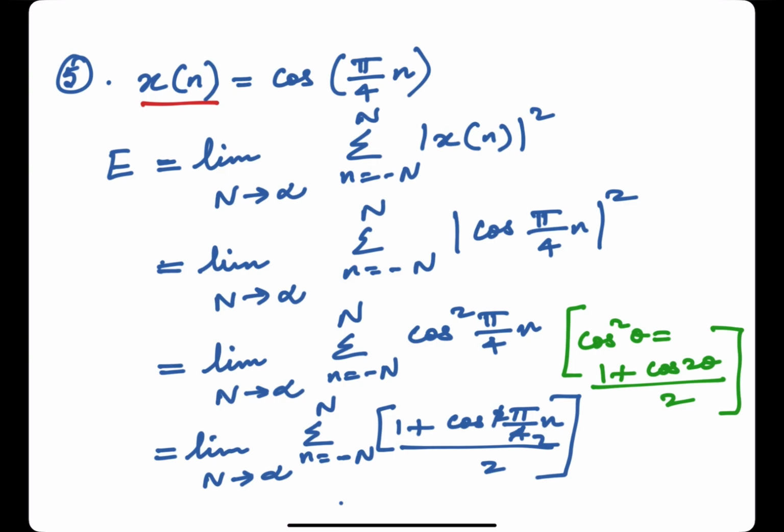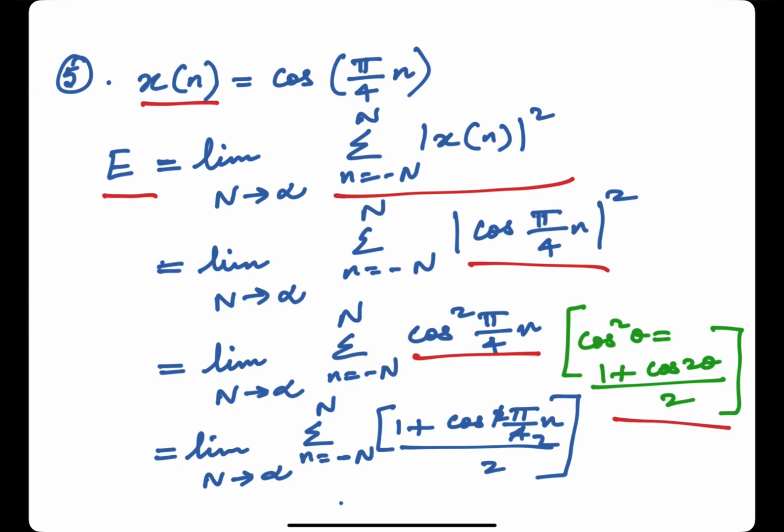So let's look at another example, that is x of n is equivalent to cos pi by 4n. Here we need to find out whether it is an energy signal or power signal. If we substitute in the energy equation, that is limit n tends to infinity summation n equal to minus n to n mod x of n the whole square, in the place of x of n we will substitute this cos pi by 4n, and it is mod square, so it will result in cos square pi by 4n.